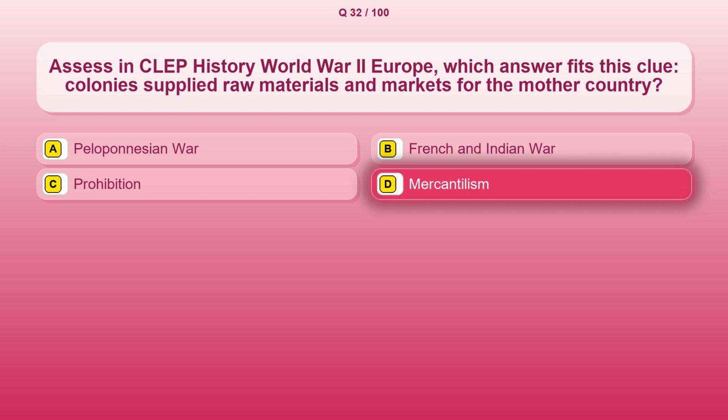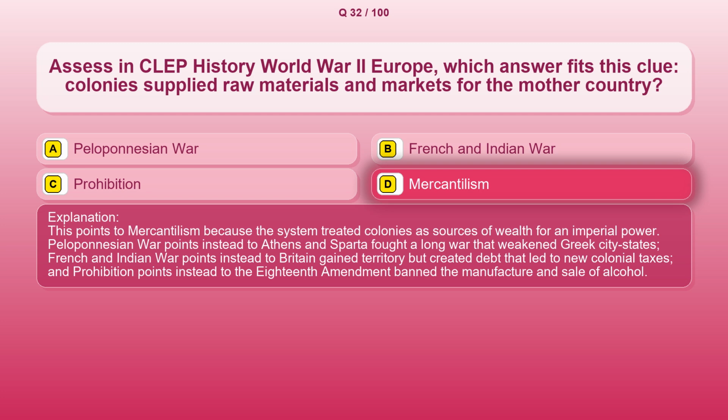The correct answer is option D, Mercantilism. This points to mercantilism because the system treated colonies as sources of wealth for an imperial power. Peloponnesian War points instead to Athens and Sparta fought a long war that weakened Greek city-states. French and Indian War points instead to Britain gained territory but created debt that led to new colonial taxes, and Prohibition points instead to the 18th Amendment banned the manufacture and sale of alcohol.